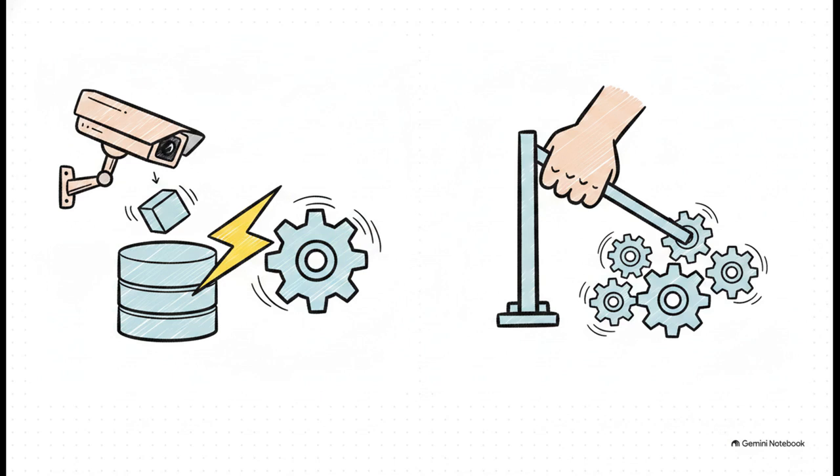Now, a stored procedure, on the other hand, is a manual master switch. It's a named collection of SQL statements saved directly on the server, but it must be manually called by an application. This is incredibly efficient. An application just sends the name of the procedure over the network, rather than sending hundreds of lines of SQL code, which dramatically minimizes network traffic.